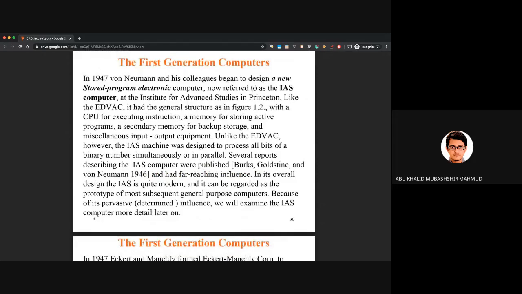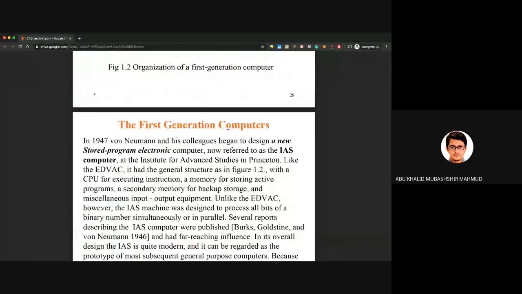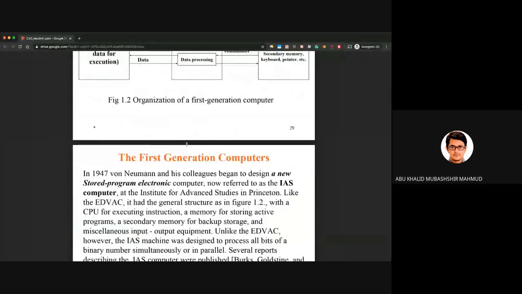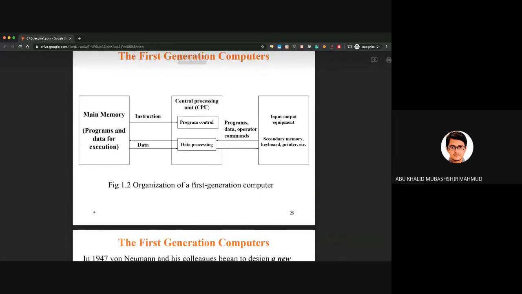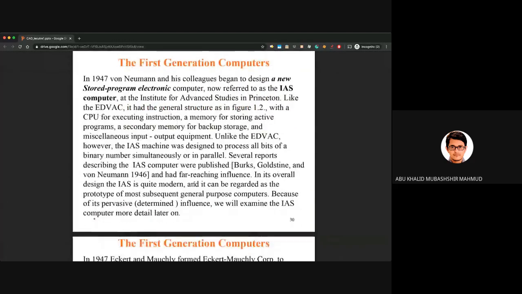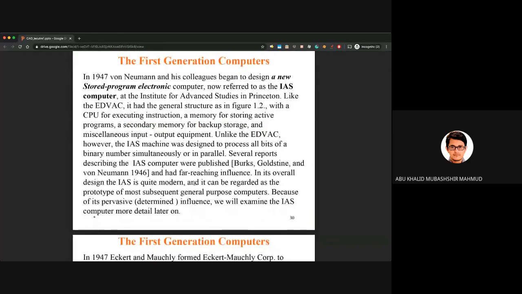In 1947, von Neumann and his colleagues began to design a new stored program electronic computer, now referred to as the IAS computer, named after the Institute for Advanced Studies in Princeton. Like the EDVAC, it had a general structure as in figure 1.2. The general structure is like this, and the basic working procedure is somewhat similar throughout the computer generations.